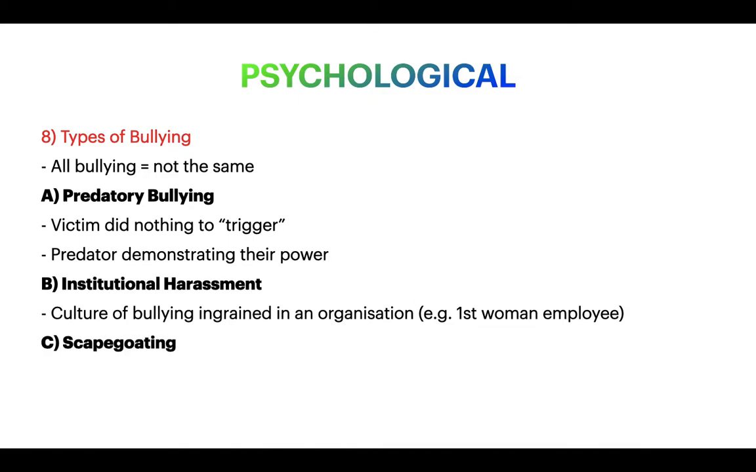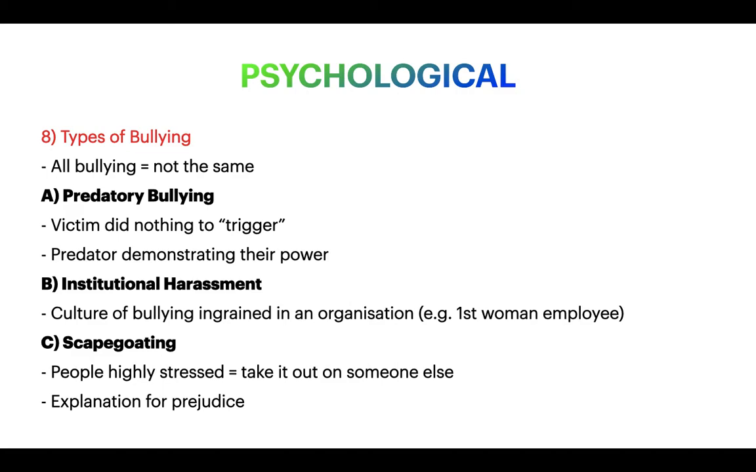For example, right? Scapegoating is another form of bullying. Scapegoating is when people are highly stressed, they take it out on someone else, or they use someone else to take the blame, right? It's oftentimes an explanation for prejudice. Or he didn't do this work because he's of this racial category, right? So you blame someone, you scapegoat someone to take the blame for you. That's the meaning of a scapegoat, right?